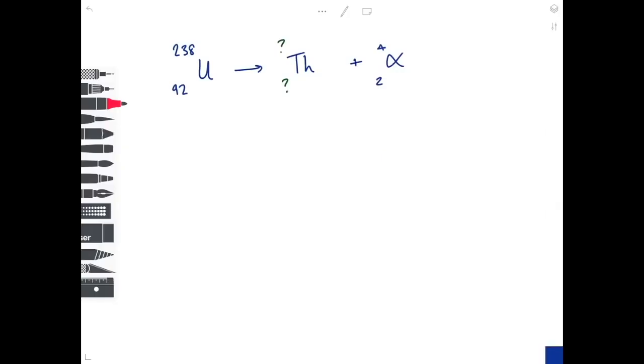So in this first alpha decay equation, let's have a look. We need to work out the new mass number and the new atomic number of thorium. So we're starting with uranium-238.